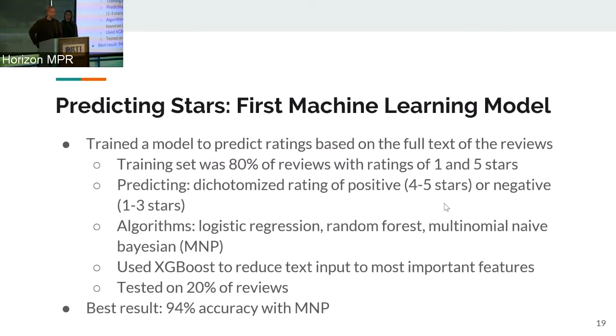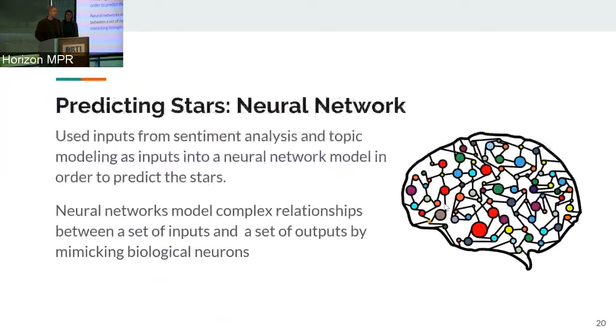We used a variety of different algorithms: a logistic regression, a random forest, and a multinomial naive Bayes or MNB model. Then we used an XGBoost to reduce the text, to distill it down into its most important features, and then we tested on 20% of the reviews. Our best result for that one was 94% accuracy, and that's just predicting with the dichotomized reviews. From there, we expanded our model set and sought to predict all 5 categories of stars.